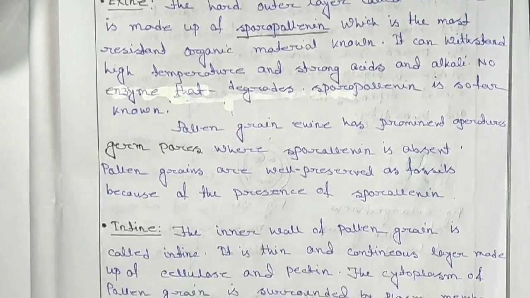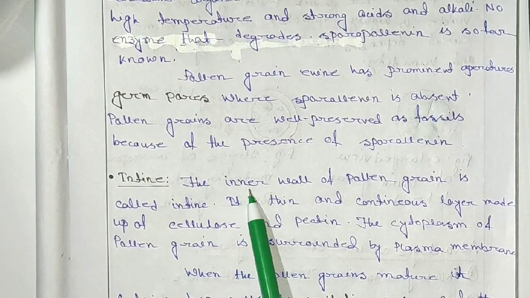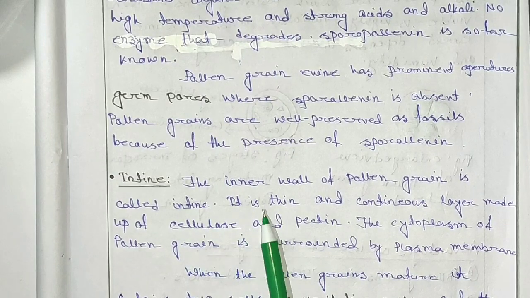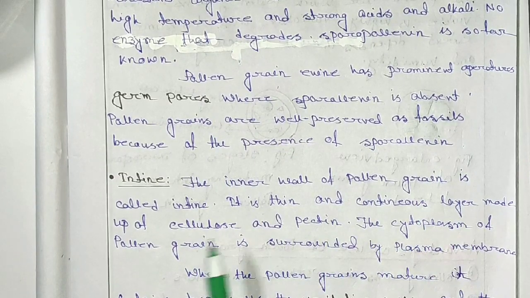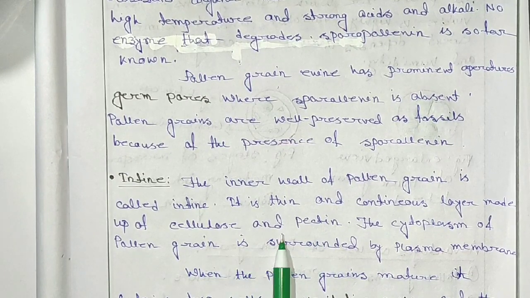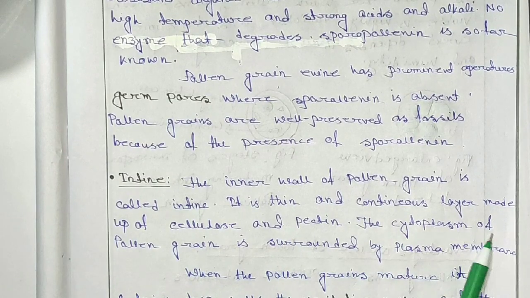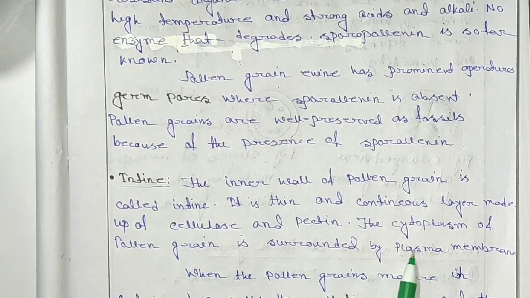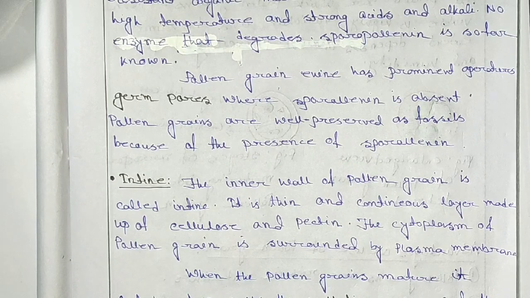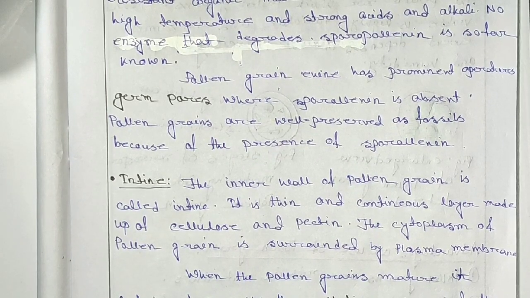Now what is intine? The inner wall of the pollen grain is called intine. It is a thin and continuous layer made up of cellulose and pectin. That means the composition of intine is cellulose and pectin. The cytoplasm of the pollen grain is surrounded by the plasma membrane. When the pollen grains mature, they contain two cells, the vegetative cell and the generative cell.